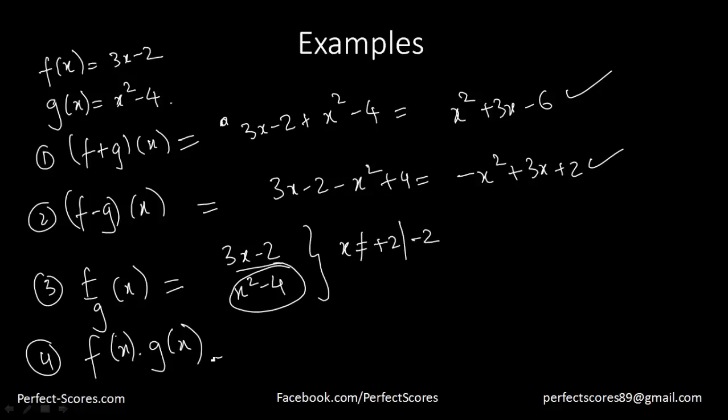this cannot be 0. The next thing is that it's a multiplication function in which you will say f of x into g of x. So that is simply going to be equal to 3x minus 2 into x squared minus 4. So I hope you're able to understand what I'm trying to say here, guys. Let's move forward to the next part.